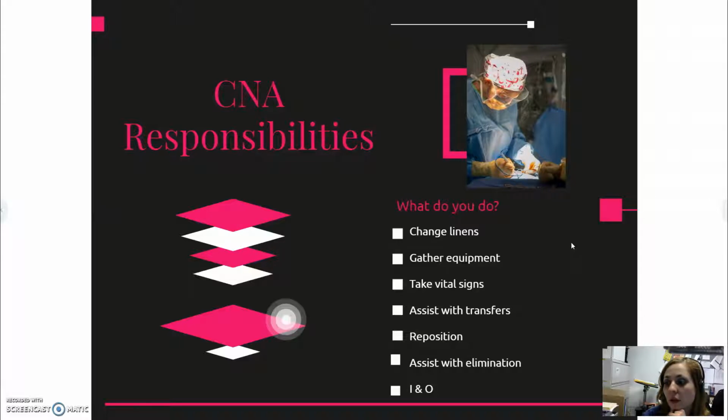Repositioning is a big one. We've talked about before, if you have to be repositioned every 2 hours, that includes in the operating room too. If we have an operation that lasts for 6 hours, then we have to reposition that person or they're going to end up getting a pressure ulcer. We also assist with elimination needs and collect I's and O's. I's and O's become really important during an operation, especially if there's blood loss or if somebody has a catheter, then we need to be measuring that. Anything that comes in and everything that comes out.